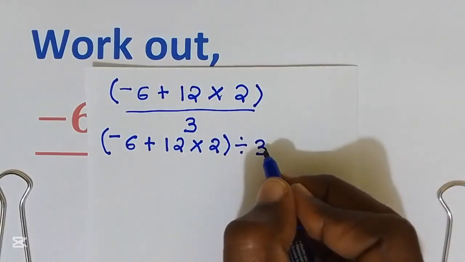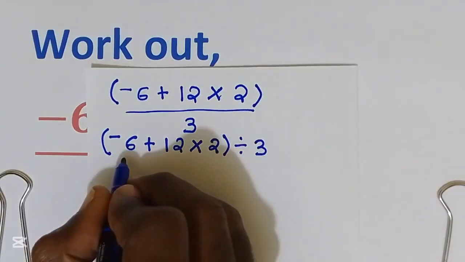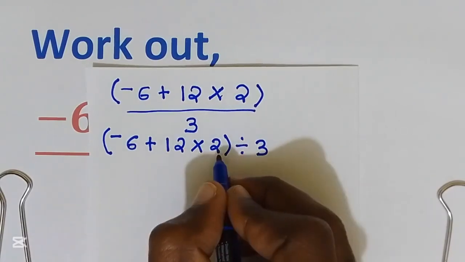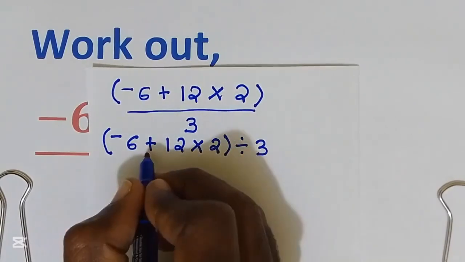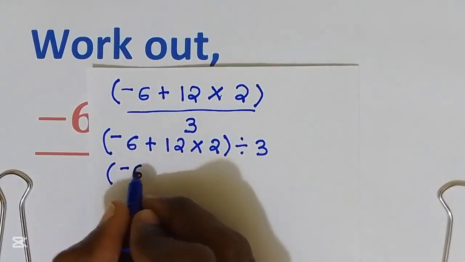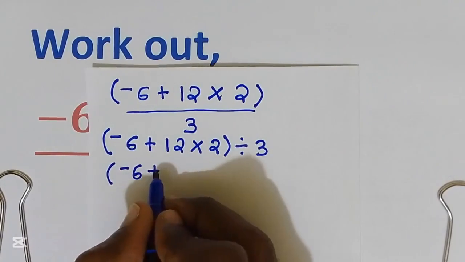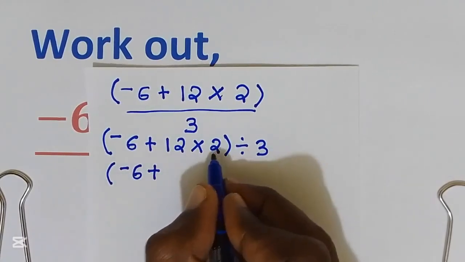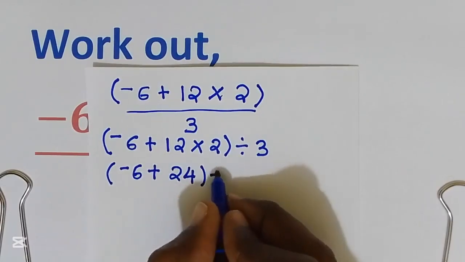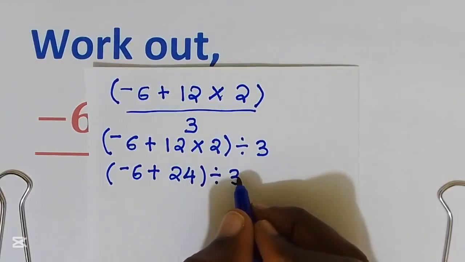And according to PEMDAS, I'm going to start in the bracket and I'll start with multiplication because it has more priority than addition. So this is going to be minus 6 plus 12 multiplied by 2. It is 24 in the bracket, divide by 3.